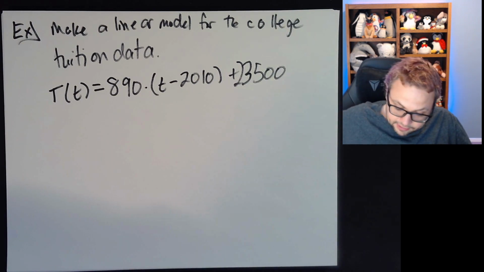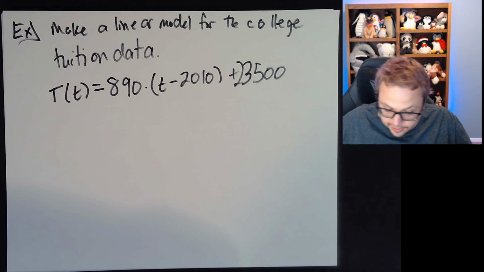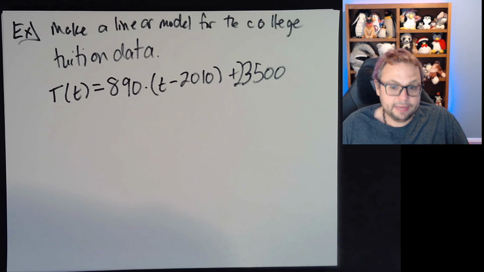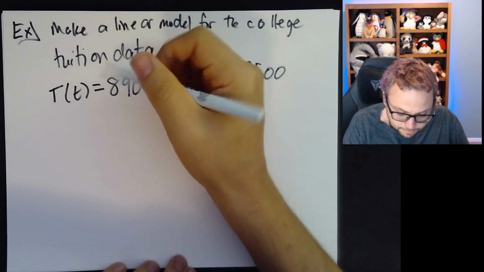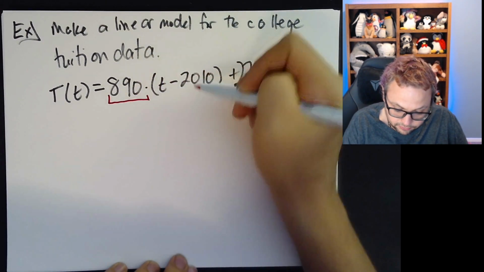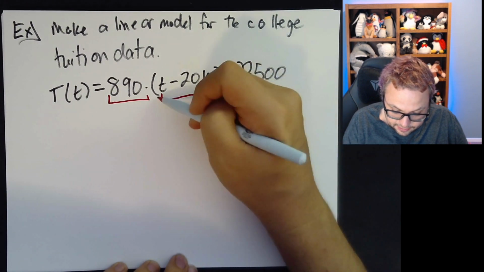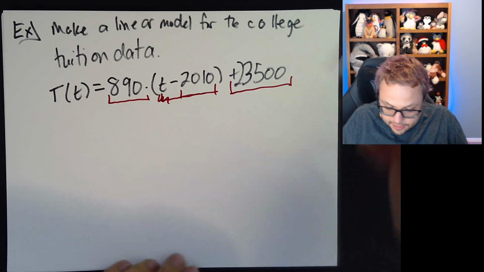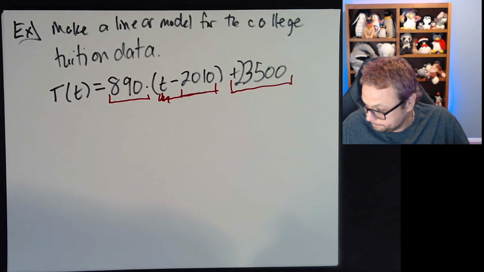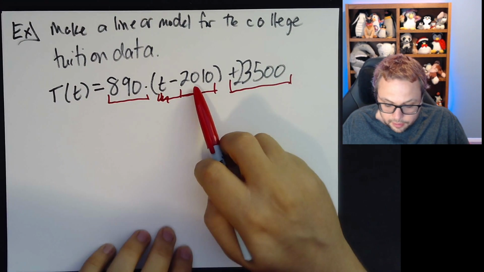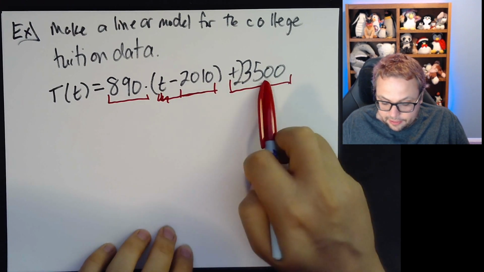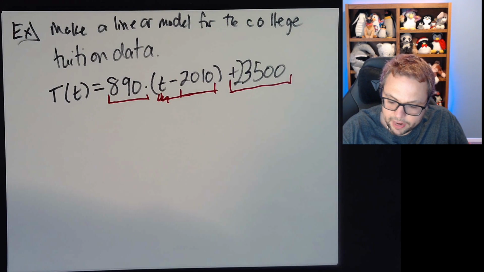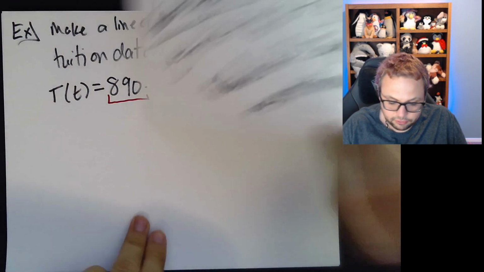So anytime you write down an equation like this, it's worth thinking about what all of the numbers here actually mean, and in particular, what are the units of those numbers? So what is this 890? I suppose I'm really only talking about what is this 2010? And what is this 23,500? The 2010 and the 23,500 are almost but not quite an input-output pair from the original data set.